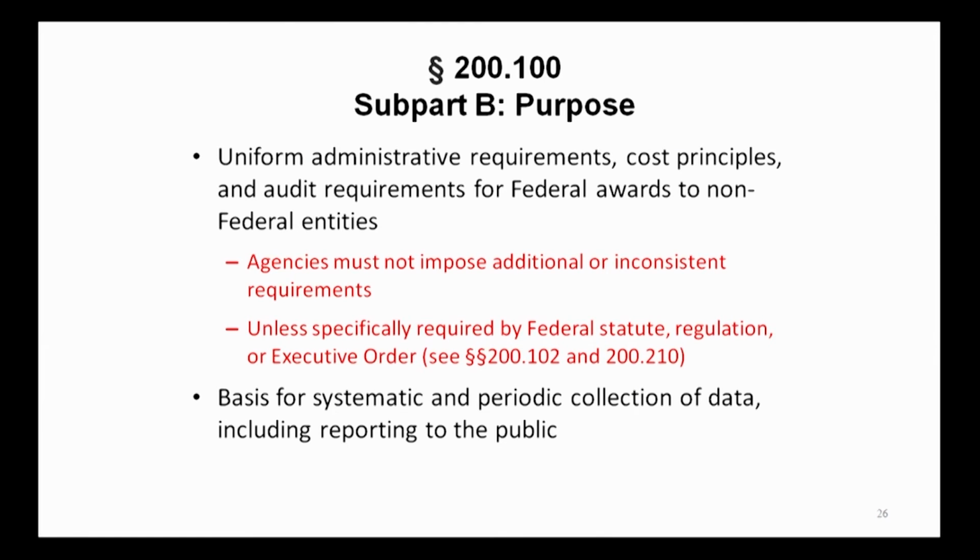Okay, so that completes subpart A, a brief look at the acronyms and definitions. Let's move on to subpart B. Subpart B is the general provisions, and what this is really about is establishing uniform requirements for the federal awards. This information applies to federal agencies as well, and it provides the basis for collecting and reporting on information.